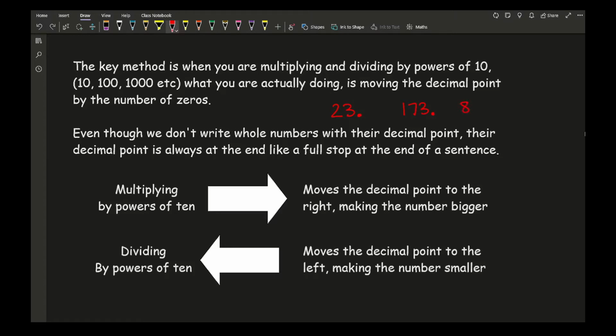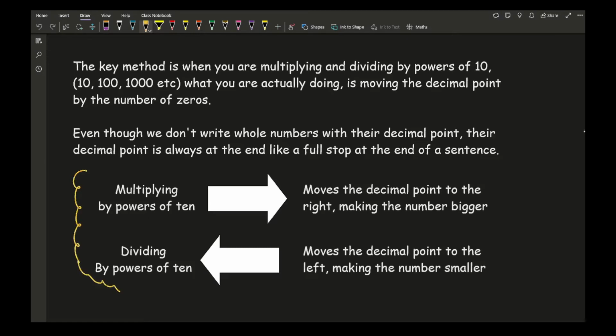If I had 8,464, again, the decimal point would go at the end. So if you don't see a decimal point in a number, just assume that it's always at the end, and therefore it will be a whole number. So let me just get rid of all of that. And so the key thing that we need to learn is this.